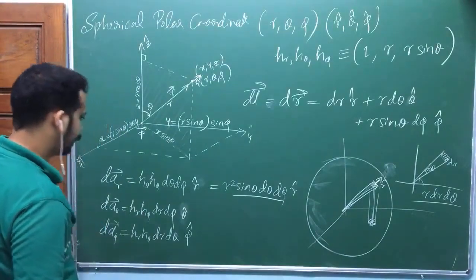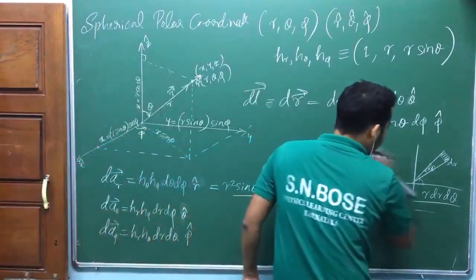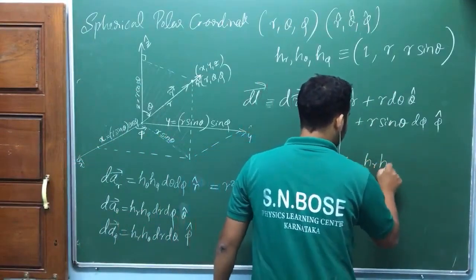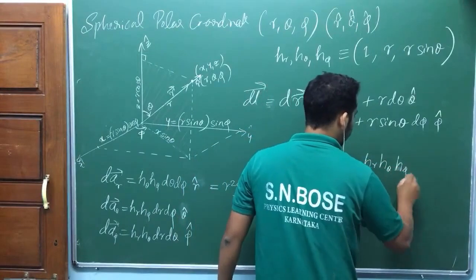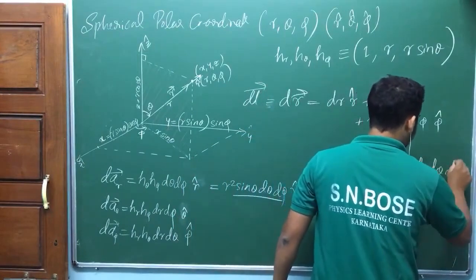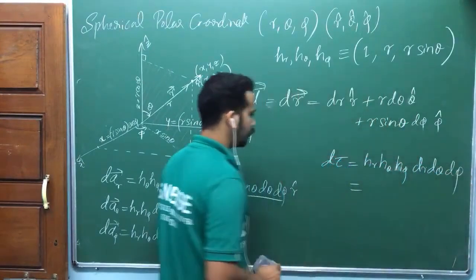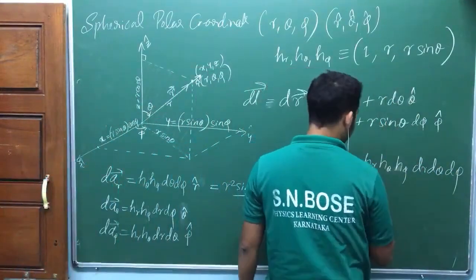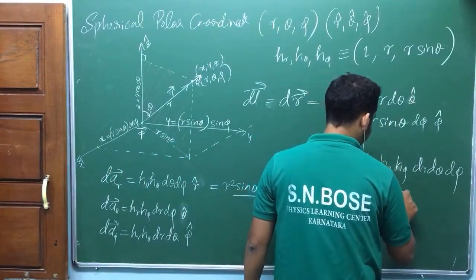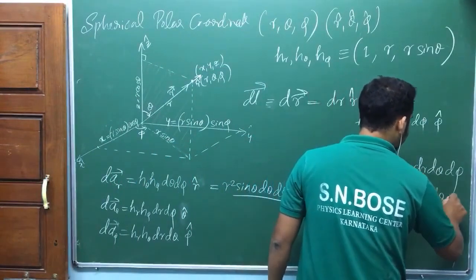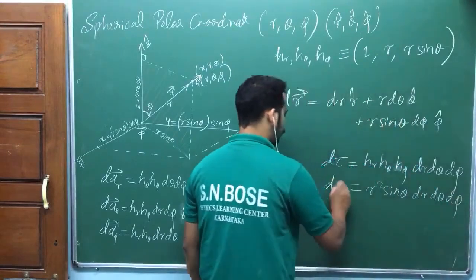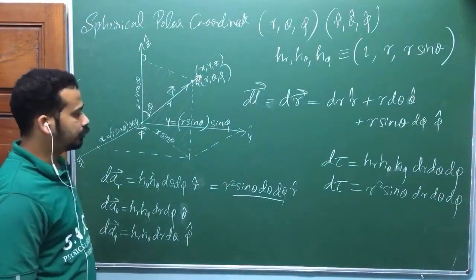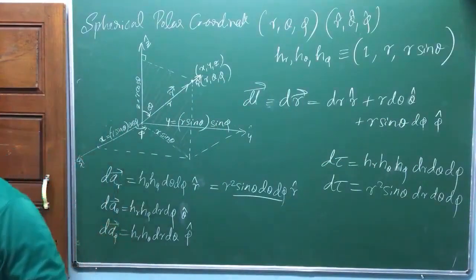Come to this point. Similarly, you can write your volume element in spherical polar coordinates: h r, h theta, h phi, dr d theta d phi. That is equal to r square sin theta dr d theta d phi. This is also very frequently used. If you want to do the integral in spherical polar coordinates, you may need to use that one.